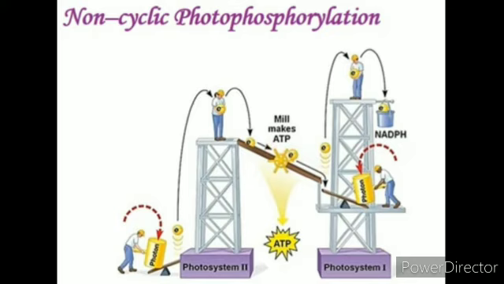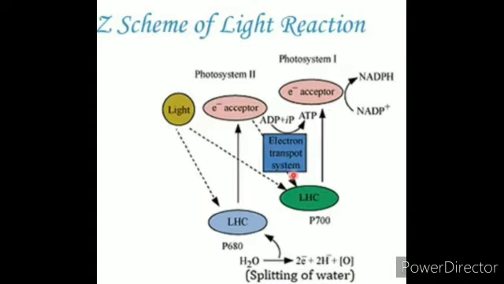Now we'll see the non-cyclic photophosphorylation. Two photosystems work in series, first PS2 and then PS1. These two photosystems are connected through the electron transport chain like the Z scheme. ATP and NADPH2 are synthesized by this process.